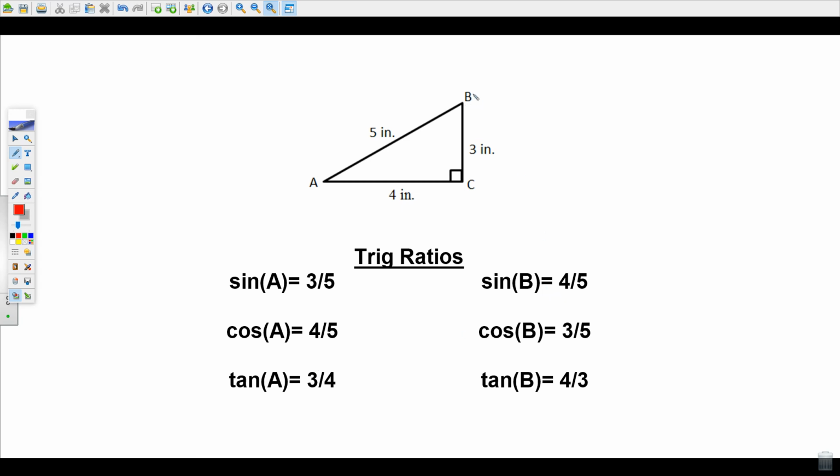If we're doing angle B, the sine of angle B would be the opposite, which is 4, over the hypotenuse 5. Cosine of B would be the adjacent, which is the 3, over the hypotenuse. And then tangent would be the opposite, which is the 4, over the adjacent, which is 3.